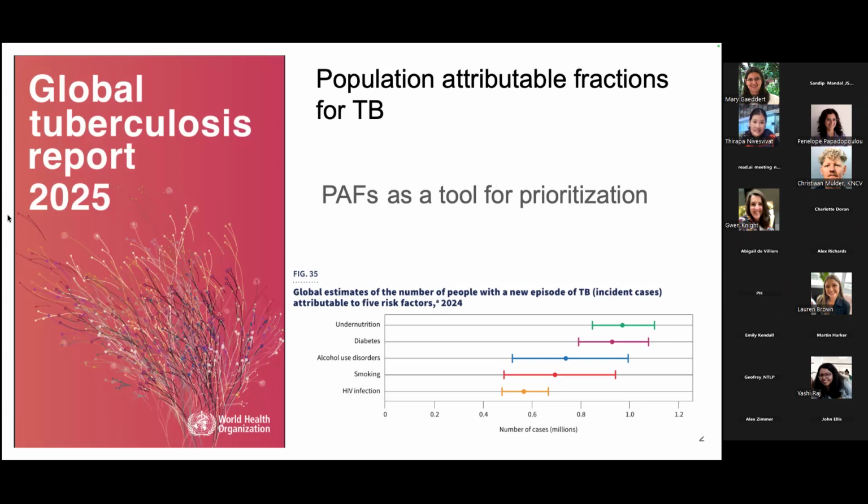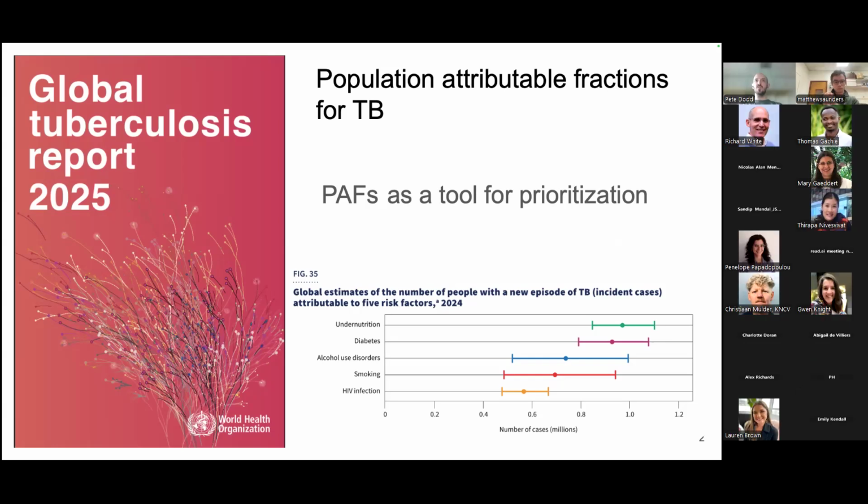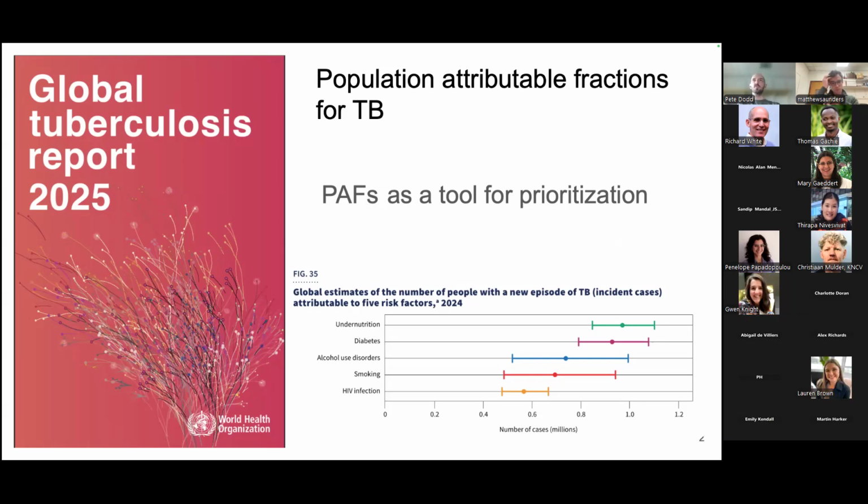And for a couple of years, WHO have been publishing PAF estimates for a number of risk factors for TB, and they do so on a country-by-country basis, so that countries can look at what PAFs are for TB from different risk factors in their setting to help inform decision making there. Next, please.